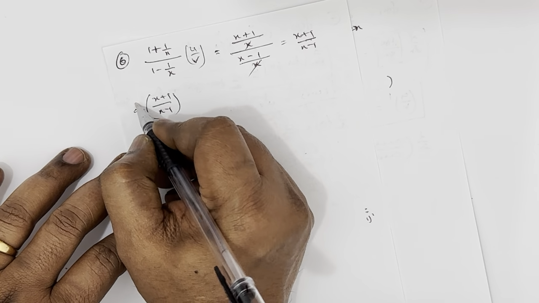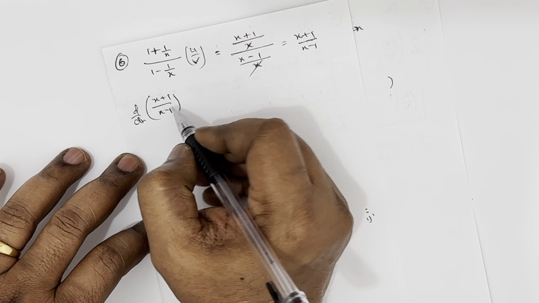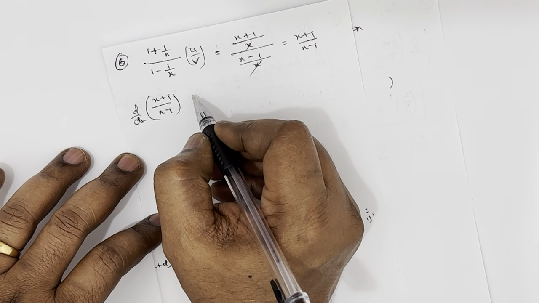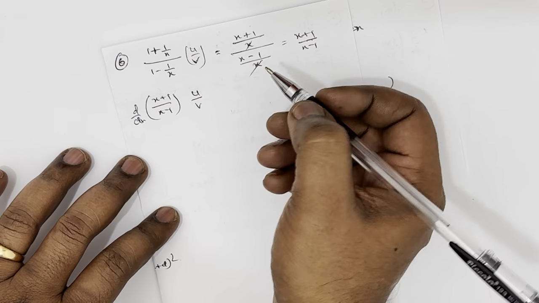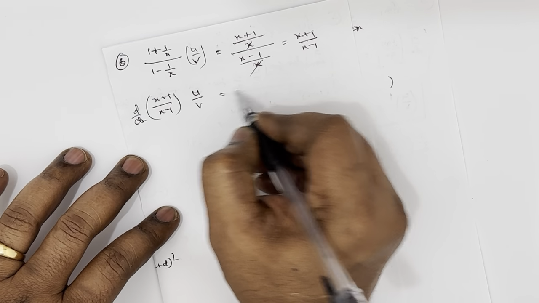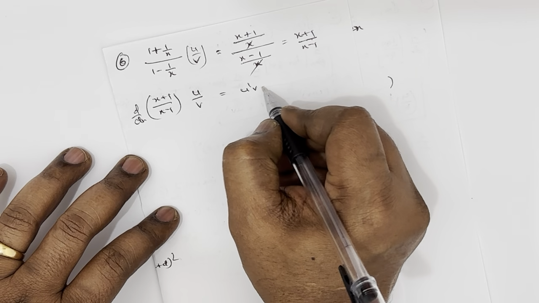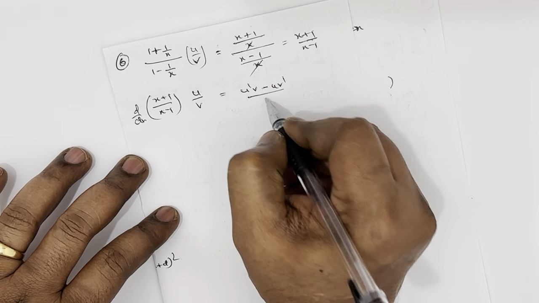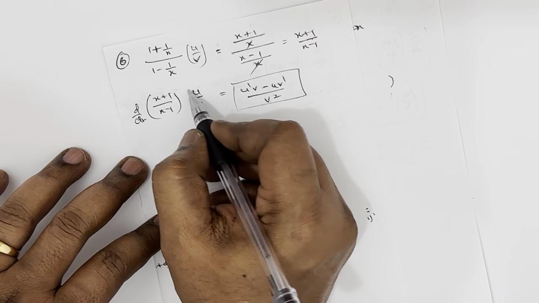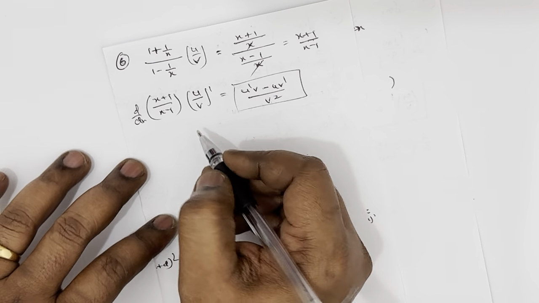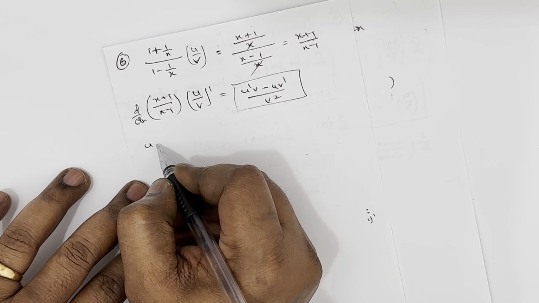Now derivative of this, d by dx of this. Now you see, this will be a little bit easier. Okay, so considering this to be u and this to be v, the formula is u dash v minus u v dash upon v square. Okay, this is it, (u/v) whole dash is equal to this. So let's find out u and u dash.